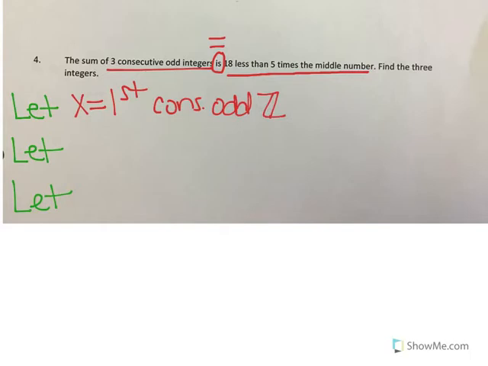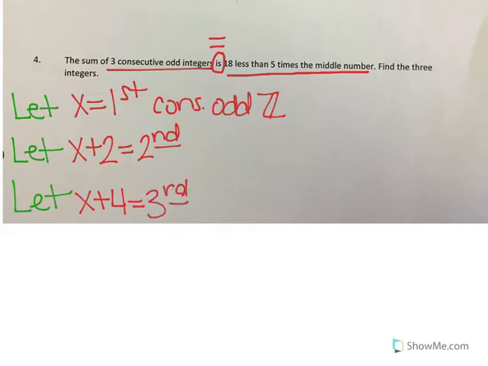Because it's an odd integer, they're going to go up by 2's. So the second integer that's odd will be x plus 2. That's going to represent the second. And x plus 4 then would have to represent the third.